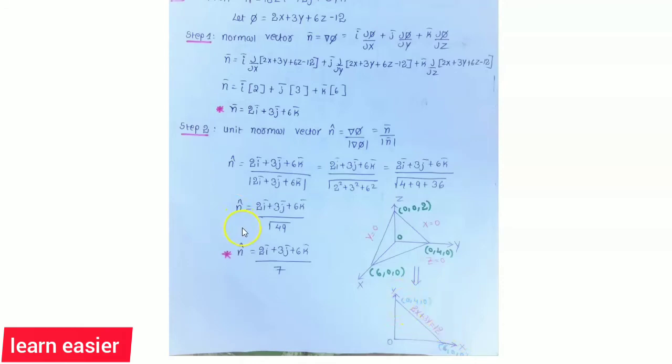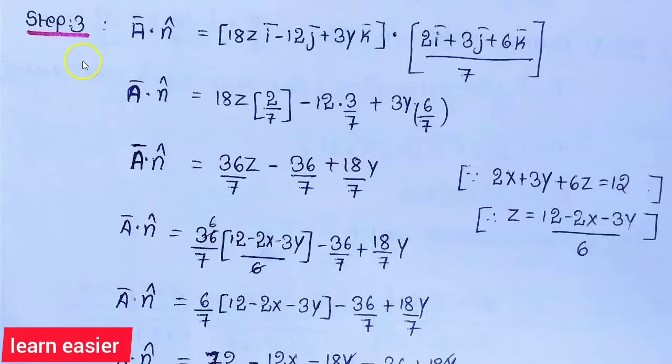So the next step is what we have already done, step 1 and step 2. Now we have to find step 3, which is F bar dot n cap. That means here we have to find A bar dot n cap. So here we have the A bar, so we have to find A bar dot n cap in step 3. Let's find step 3, which is A bar dot n cap.